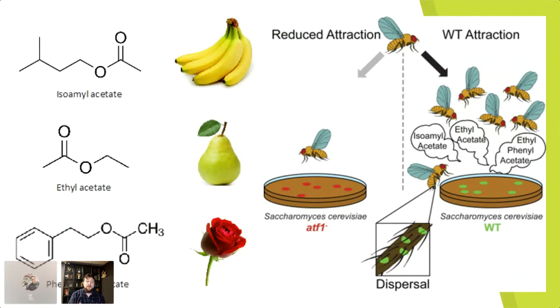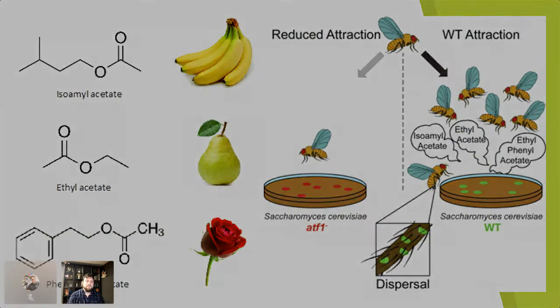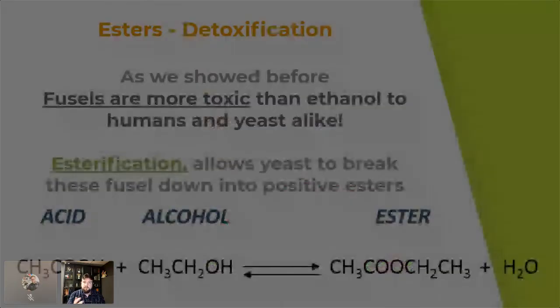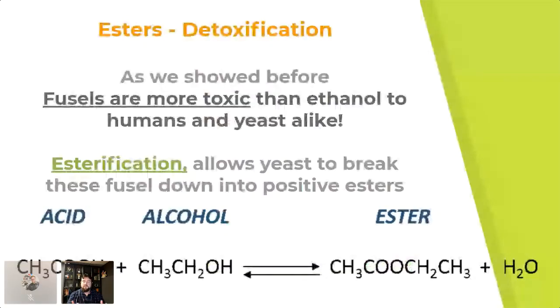And this is important. Flies are one of the main ways in which you see yeast cells travel across the world. Yeast cells don't have legs. They are completely dependent on other things to travel from source A to source B. There's no way around it. So making sure yeast cells can attract flies is incredibly important. Now that's the first part, proliferation. The other part is detoxification.